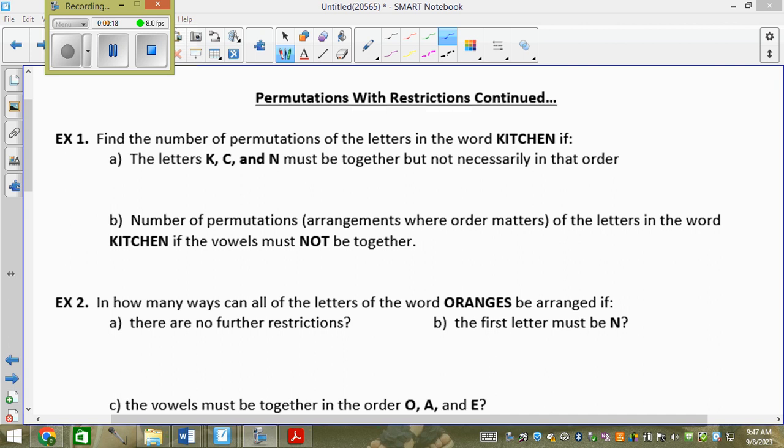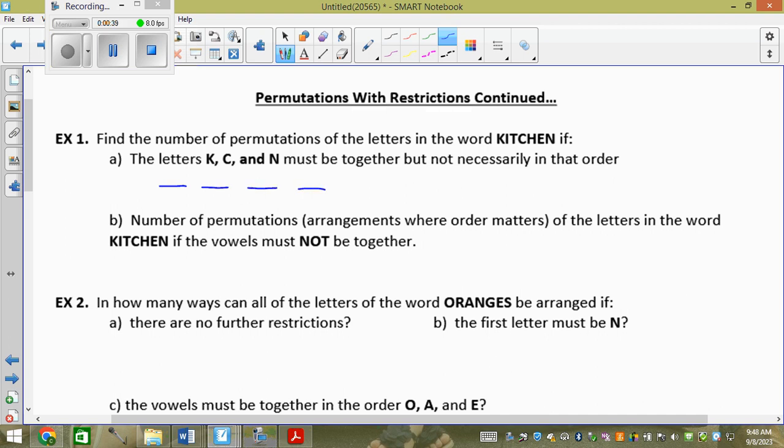Okay. So find the number of permutations of the letters in the word kitchen. Does kitchen have any repeating letters or repetition? Nope. How many letters does kitchen have? Seven. So I'm going to draw seven blanks, because each blank can only hold one letter. One, two, three, four, five, six, seven.